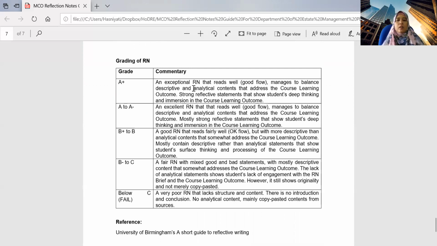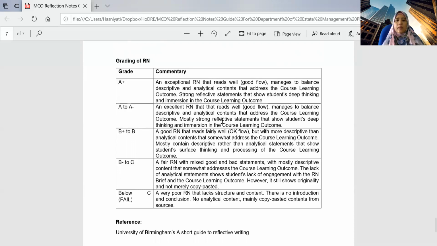Manages to balance descriptive and analytical contents that address the course learning outcome, strong reflective statements that show students' deep thinking and immersion in the course learning outcome. Also regarding references, good referencing. A to A minus, excellent RN. So the difference between A plus and A to A minus is this one, where mostly the strong reflective statements. Okay, for A to A minus, mostly.